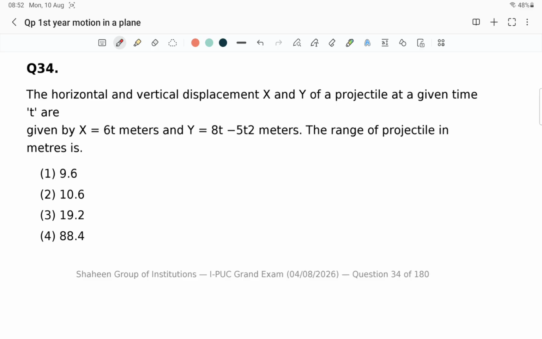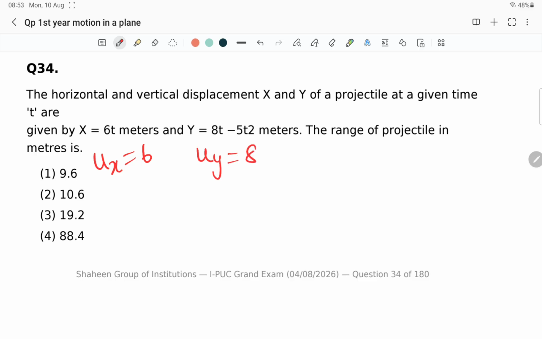Question number 34. Horizontal and vertical displacement x and y of a projectile at a given time t are, x is equal to 6t, y equals 8t minus 5t square. The range of the projectile in meters is? So this question, how will you do? X is equal to 6t, y is equal to 8t minus 5t square. Already I had given this in your notes. Ux will be 6, uy will be 8.